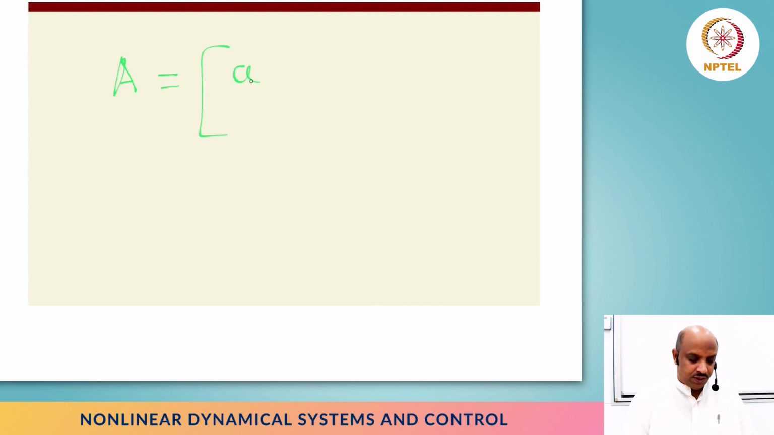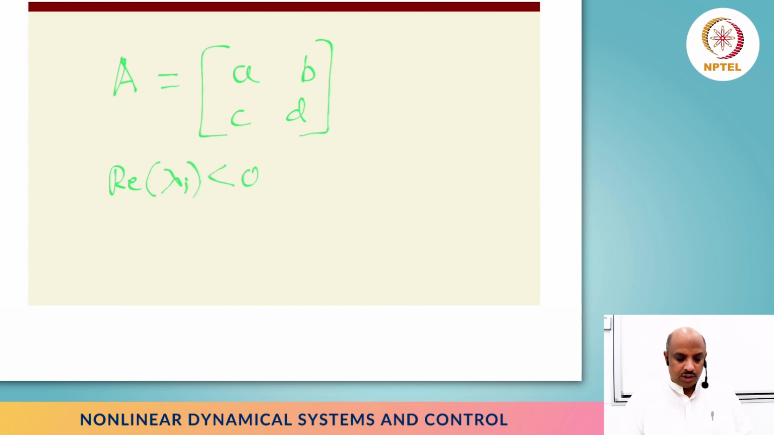So if you have a matrix A, B, C, D in 2 dimensions, what do we need? Both real parts of the eigenvalues have to be less than 0, right? If you know enough linear algebra, then trace of A is lambda 1 plus lambda 2, and typically when we have real matrices, both will be complex conjugates or both real. If they are complex conjugates, the real parts will be the same, and both have to be negative. If both are real, both have to be negative anyway. So in either case, trace of A has to be less than 0.